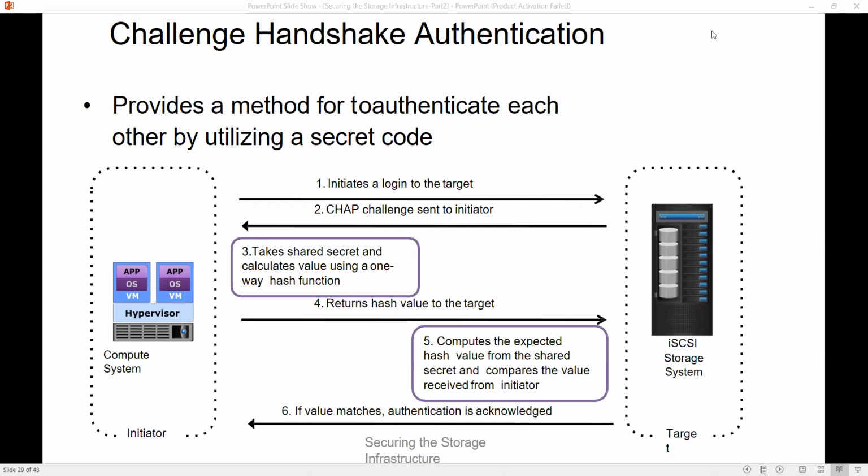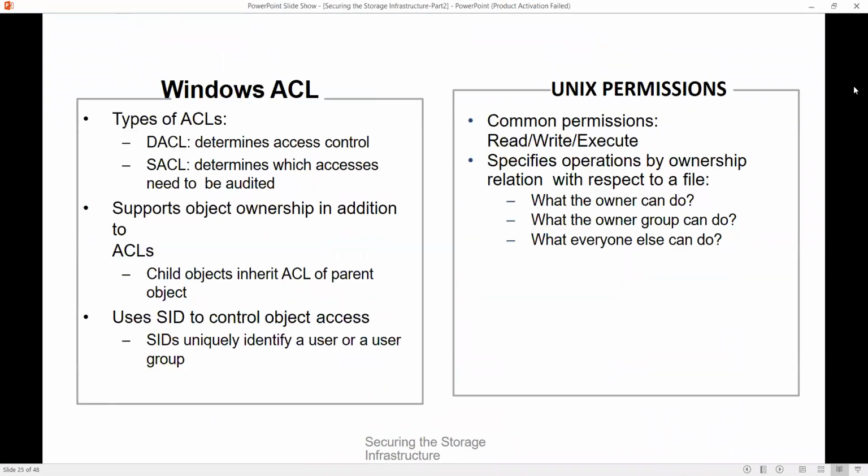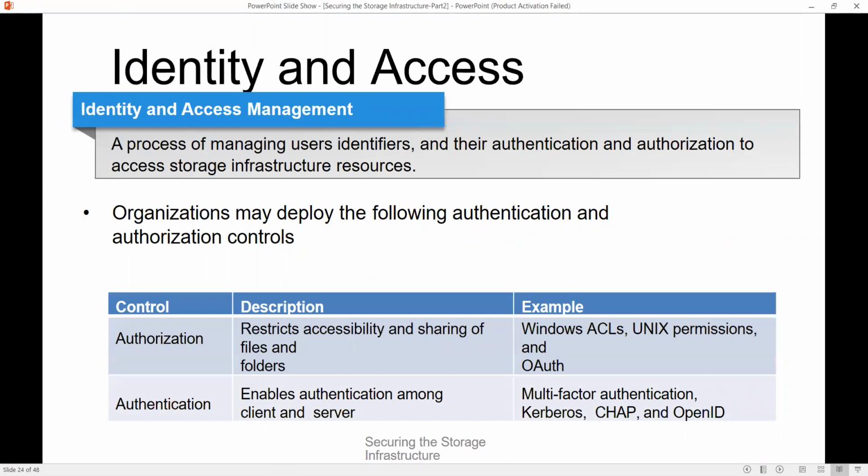So this lecture is in continuity with securing storage infrastructure. If you remember, in the last class we were discussing authorization and authentication in identity and access management in storage infrastructure. And here is the difference between authorization and authentication that I had explained. And we were discussing these topics in detail.